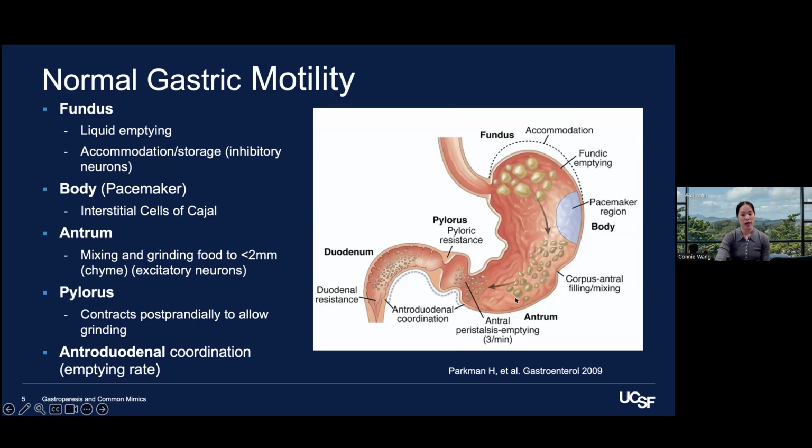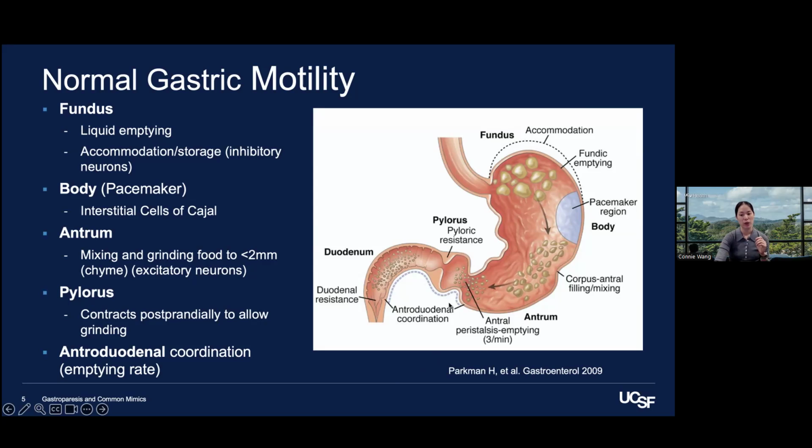Then we have the antrum. The antrum is where the more muscular part of the stomach is located, and this is the area responsible for the mixing and grinding of the food. This takes place in order to make chyme, which then can pass into the intestine. It's important because for the chyme to pass through the pylorus, which is that muscular sphincter, it has to be less than 2 millimeters in size.